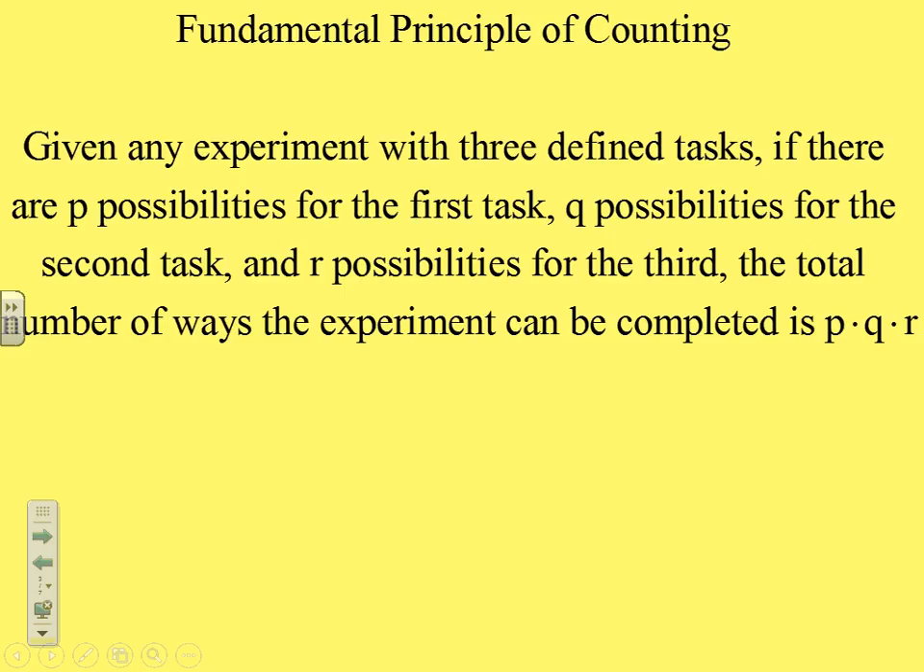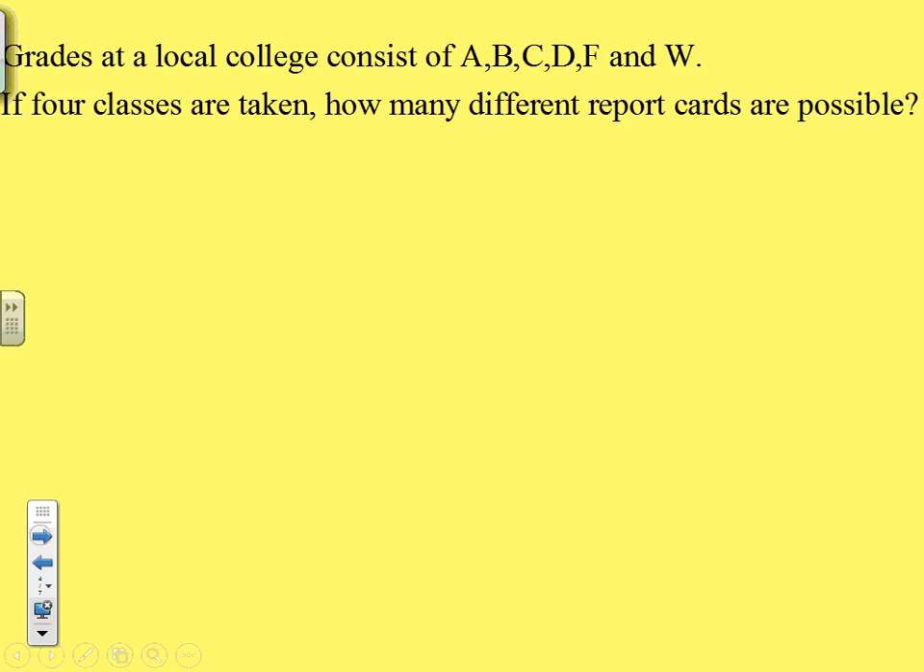And that's what you're seeing on the bottom right, where it says we take whatever the possibilities are and we say P times Q times R in this case. We just multiply them together and see what we get. Okay, so now that we have what the fundamental principle of counting is, saying we take the possibilities that we have and we multiply them together.